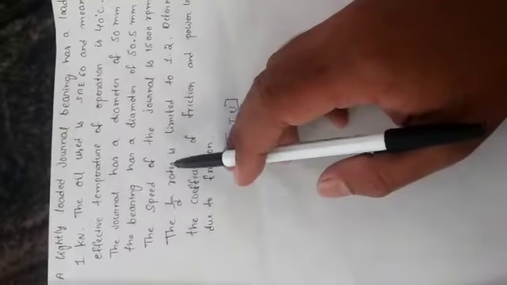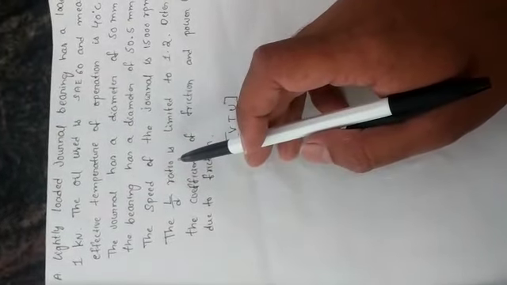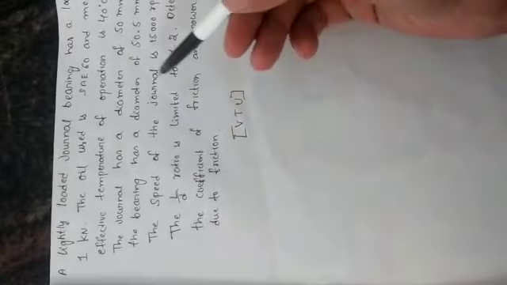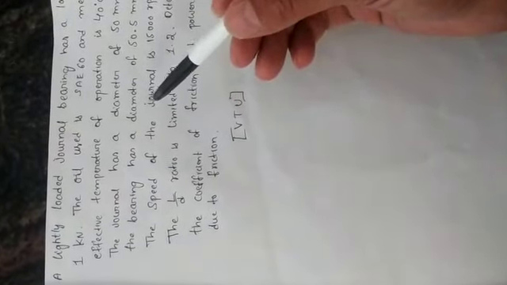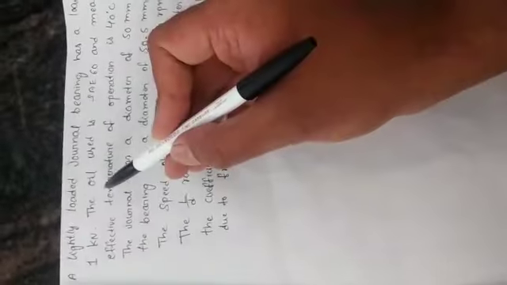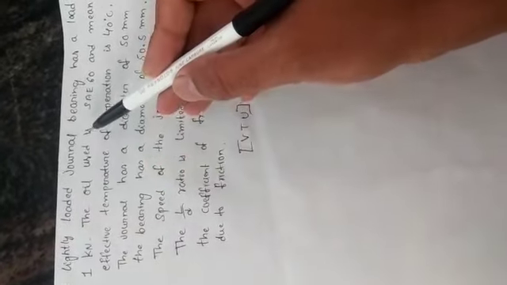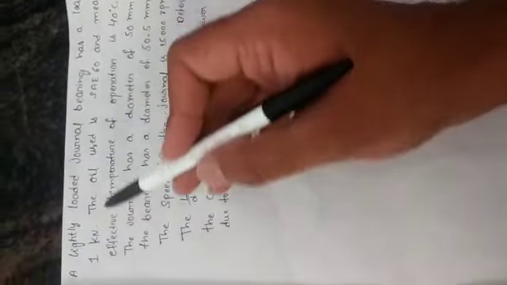Dear students, this problem also is similar to the previous problem. The small difference is regarding diametrical clearance. Okay, we'll let you know. Here, read the problem. A lightly loaded journal bearing has a load of 1 kilonewton.